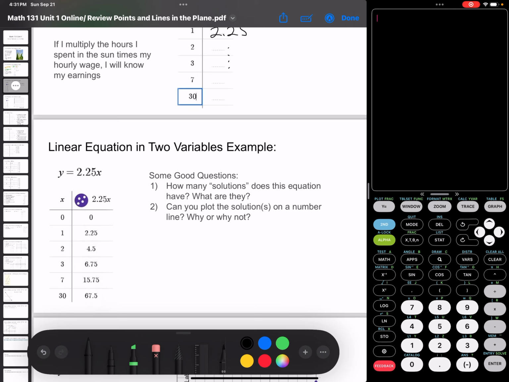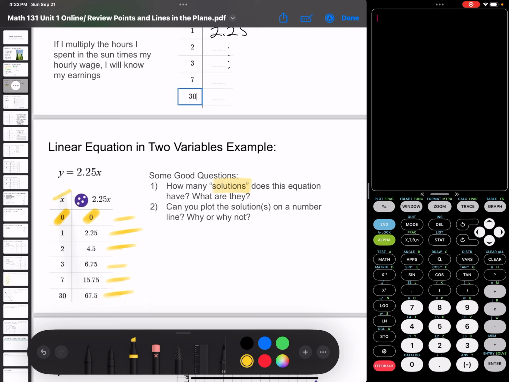So the first one, how many solutions do we have here? Well, we really have infinitely many solutions here. For every x value, there's one answer that comes out. So for 0, the answer that comes out is 0. If I work no hours, I make no money. If I work 1 hour, I make $2.25. 2 hours, I make $4.50. 3 hours, I make $6.75. In a way, each of these are solutions to this equation.